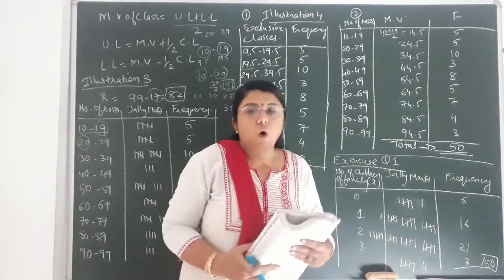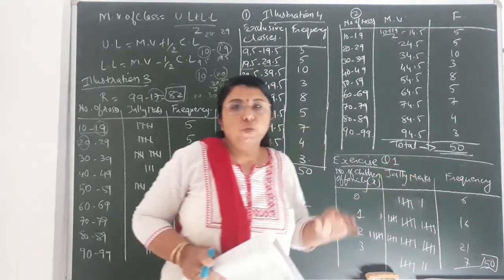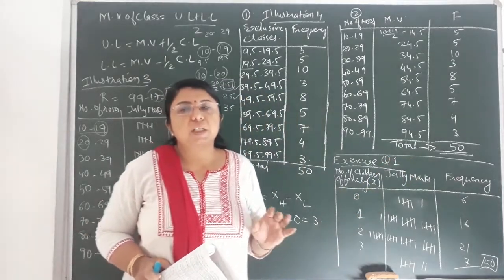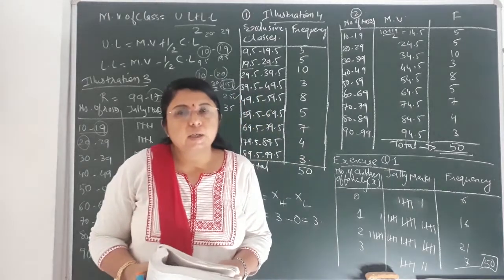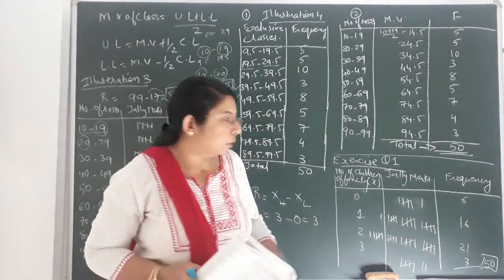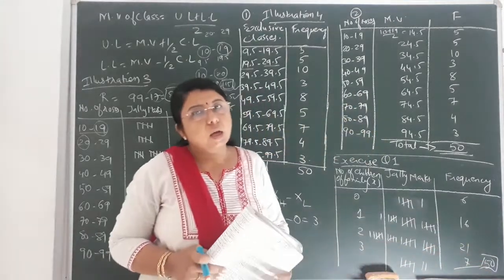Okay, so I had always told that the total of frequency that you are getting should be equal to the number of data that has been given to you in the question. So you can see in question number 1, the total data is 50, and over here the frequency also came to 50. So our answer is correct.